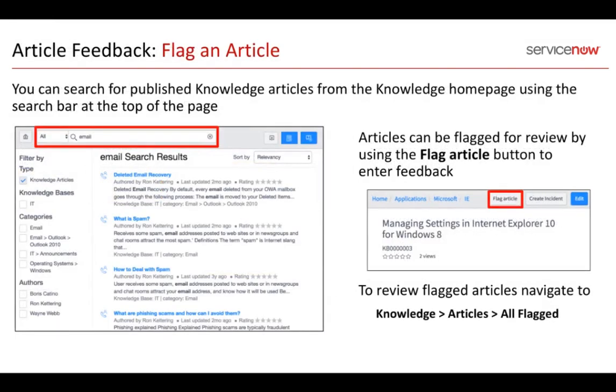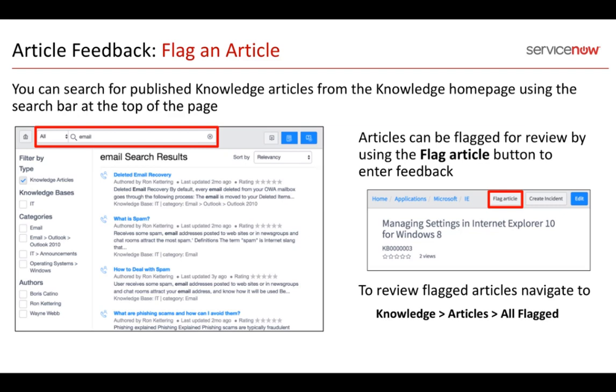So feedback. Feedback is a great thing, right? We need feedback to make sure that our articles stay up to date. So we can go ahead and, as our users are using an article, they can flag an article and say, hey, this was great for IE 10. I have Internet Explorer 12 now. Does this work? So they can flag it, enter in their little question or comment, and then our knowledge admin, knowledge managers as well, have access.